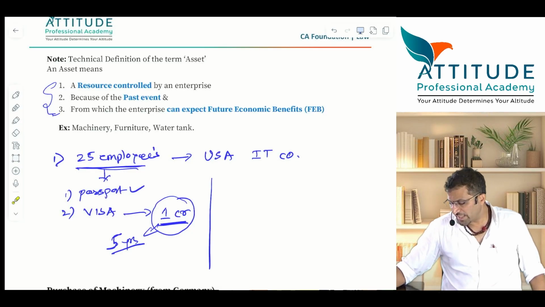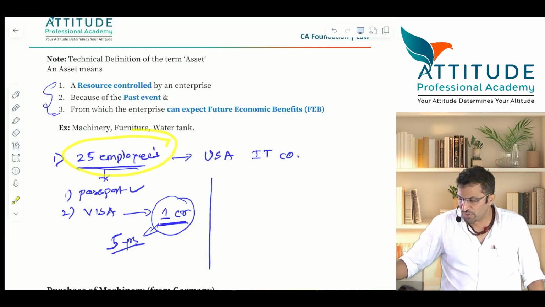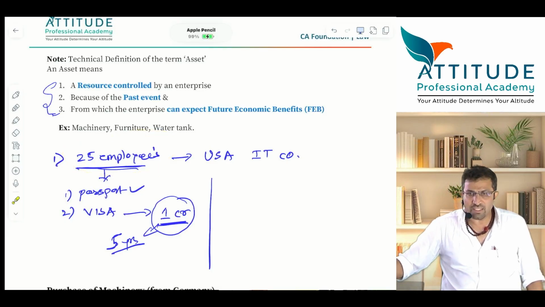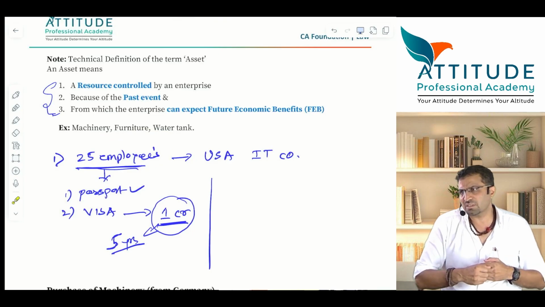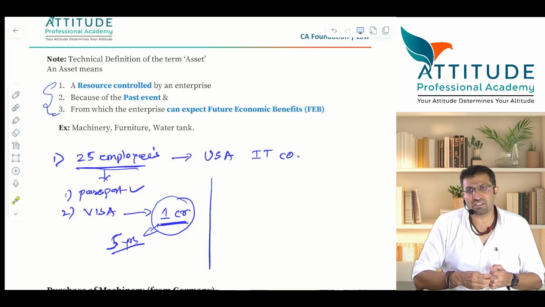Now, let us say out of these 25 employees, Nityashri is one employee. Nityashri says, no, sir, I don't like this country. I have stayed here for a month. I'm a pure vegetarian. I can't stand non-veg food. I'm sorry, sir, I'm going to leave your organization.